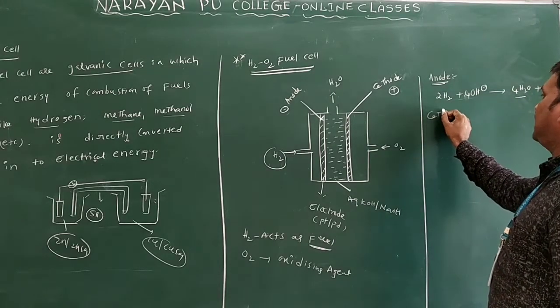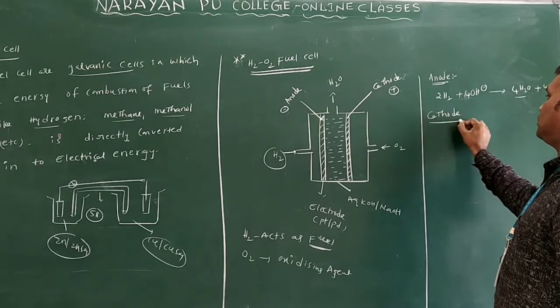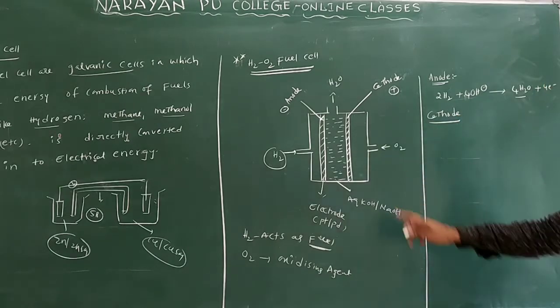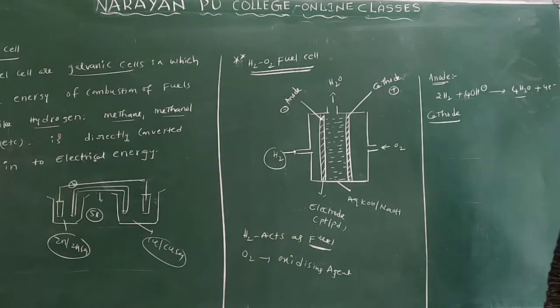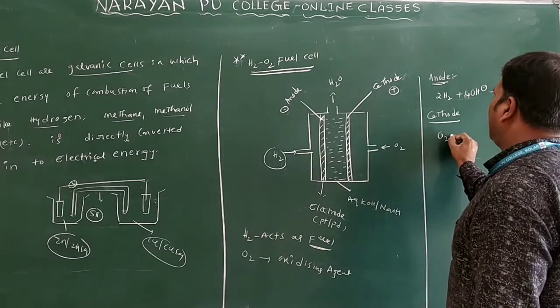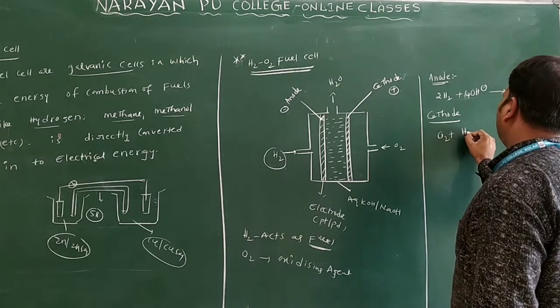Now we can see the reaction at the cathode. At the cathode we are taking oxygen as O2. This O2 will combine with water molecules.